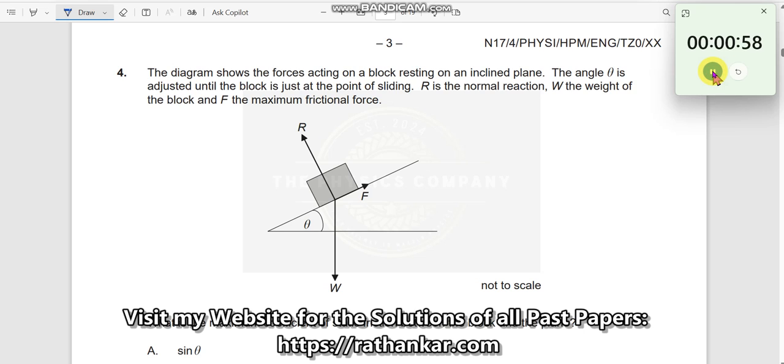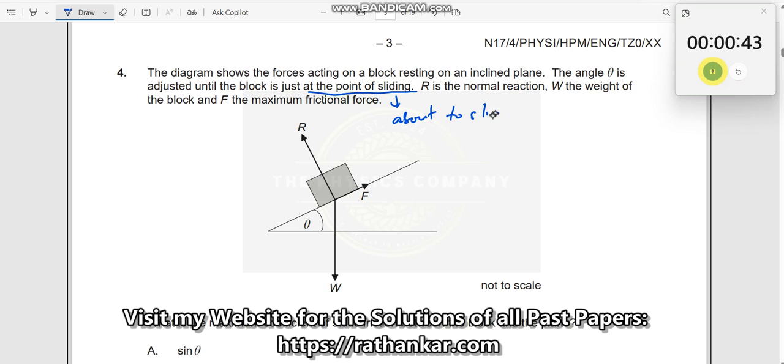Question number 4. The diagram shows the forces acting on a block resting on an inclined plane. The angle theta is adjusted until the block is just at the point of sliding. At the point of sliding, which means what? The object is not sliding. It is about to slide. Very important to note. So which means what? It's about to slide. It's not been sliding over here.